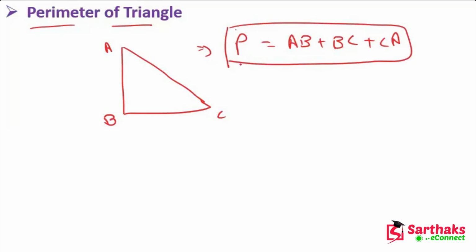And the unit of perimeter is the same as the unit of the side. So if the unit of the side is centimeter, then the perimeter unit is also centimeter. If the unit of the side is meter, then the perimeter is also in meter. So if ABC is a triangle, then the perimeter is AB plus BC plus CA.